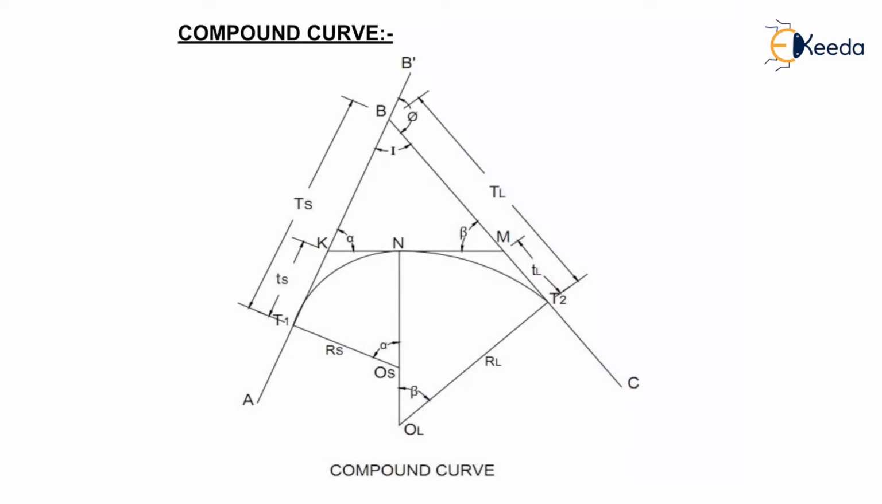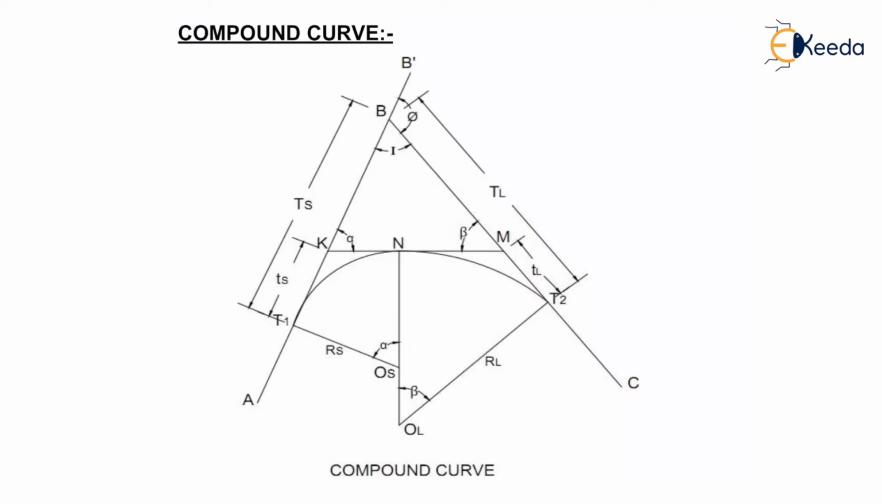Now you can see in the triangle BKM, I am talking about the angle alpha at K, BK can be found by using KM sin beta upon sin(alpha plus beta). In this manner we can find BK, or BK can be found directly, that is capital TS minus small ts.